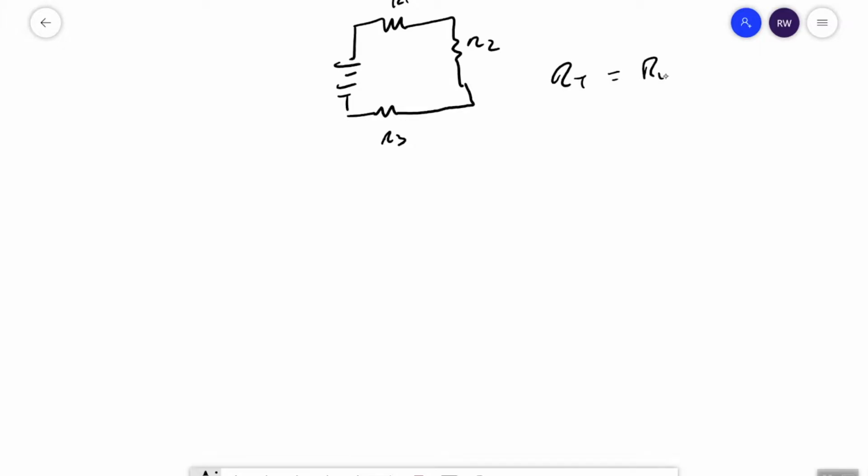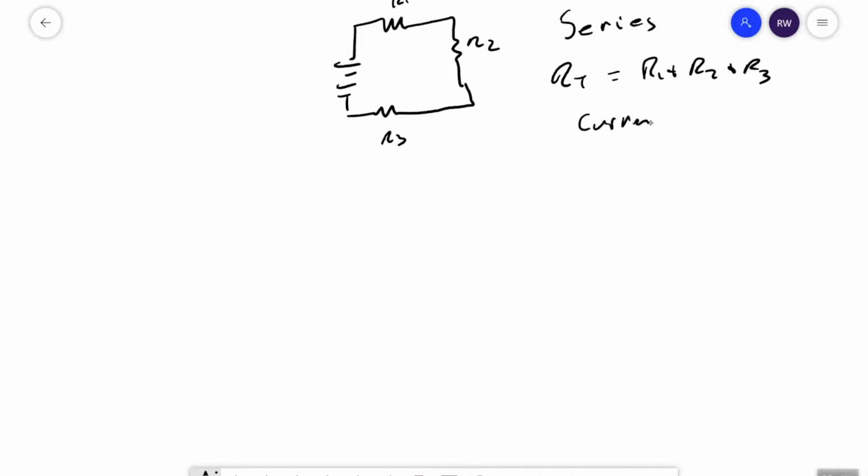So far we've been dealing with circuits in series. So we have a resistor here, here, here, like this. R1, R2, R3. And R total is R1 plus R2 plus R3. This is a series circuit.